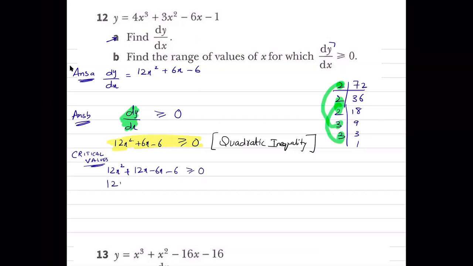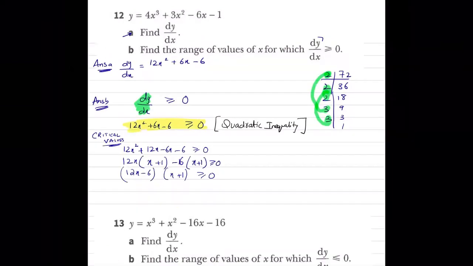So I'm going to take 12x common here and I'm going to get x plus 1. Here I'm going to take minus 6 common and I'm going to get x plus 1. So 12x minus 6 times x plus 1 greater than equal to 0. Now it's a quadratic inequality. So how do we find the critical values? You're going to set 12x minus 6 equals to 0, you're going to get x equals to half.